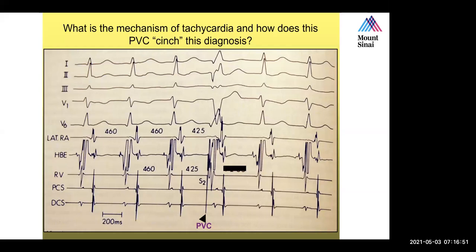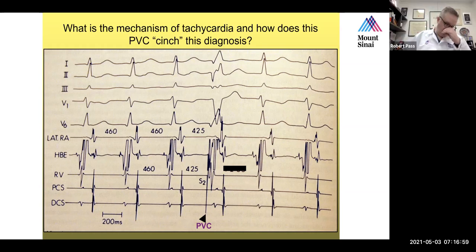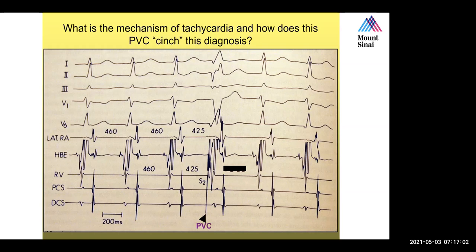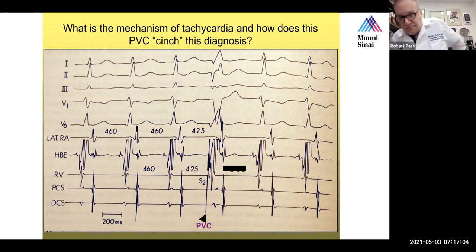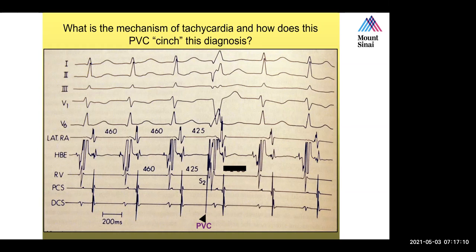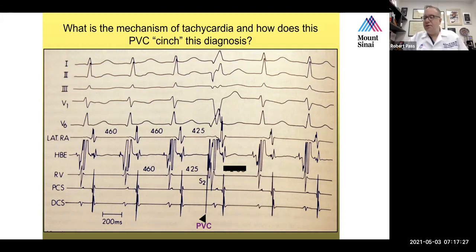So I'm looking at the place where the PVC comes in, and after that, it looks like... not sure. Okay, so just hold on one second.